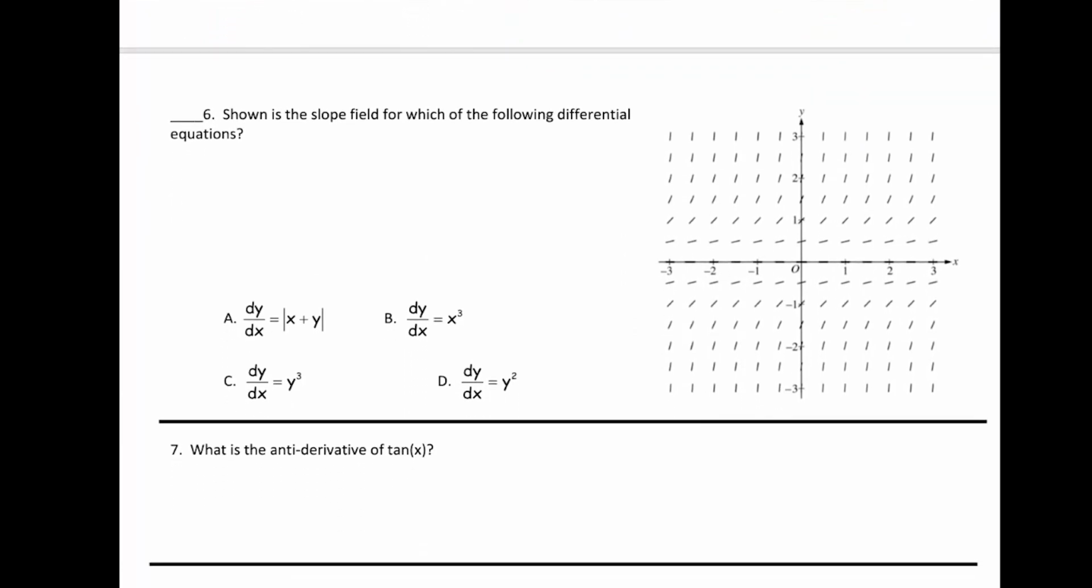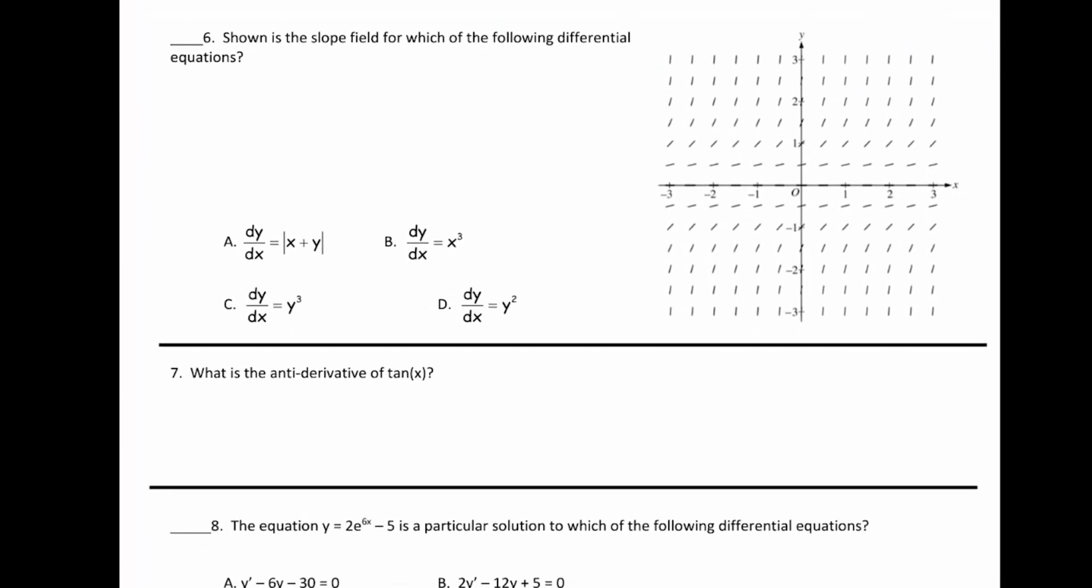On number 6, it says, "Shown is the slope field for which of the following differential equations?" I might want to clean up the grammar there. Basically, you're just trying to do a little match here. Which one of these differential equations would produce that slope field?